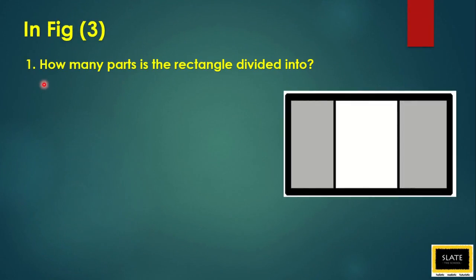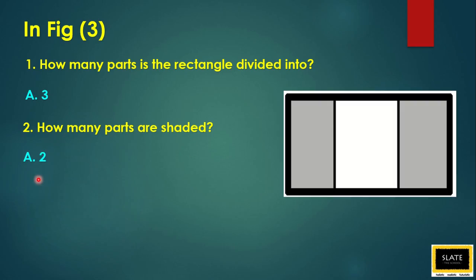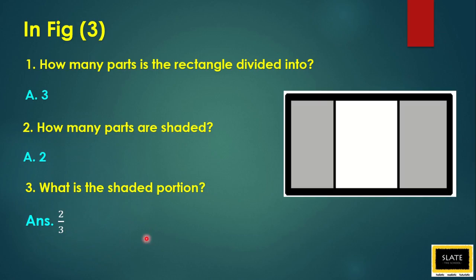Next, figure 3. How many parts is the rectangle divided into? 3 parts. And how many parts are shaded? 2 parts are shaded. Then what is the shaded portion? Yes, 2 out of 3. That is nothing but 2 by 3.